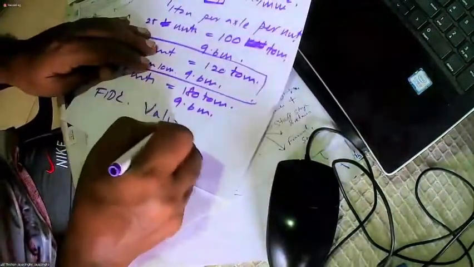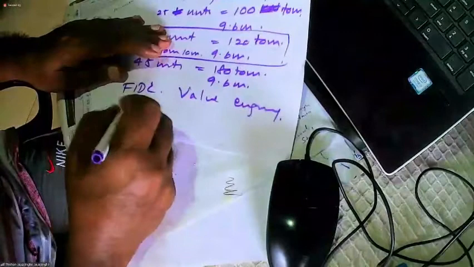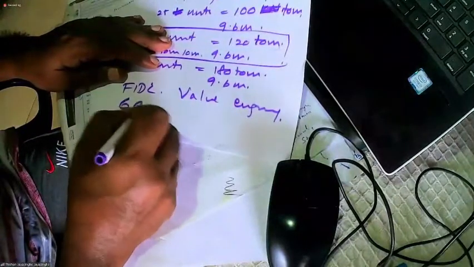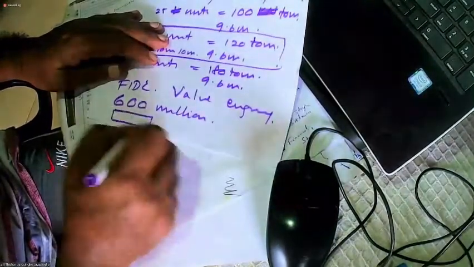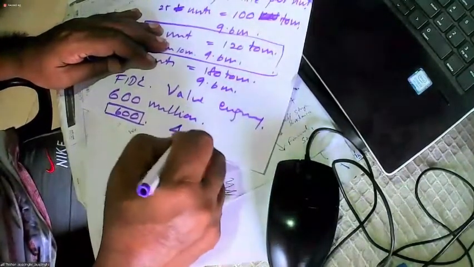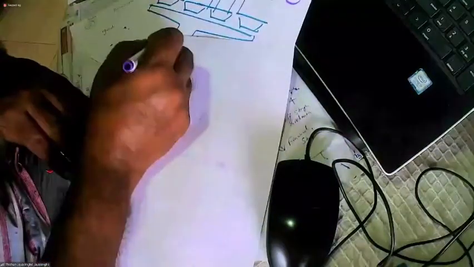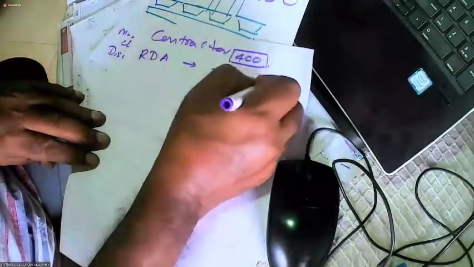To do value engineering, you have a project for 600 million. Contractor gets it for 600 million. And then contractor hires somebody who can give a design for 400 million. So the contractor comes with the design engineer who will do it for 400 million. Then the client accepts it, 400 million solution.